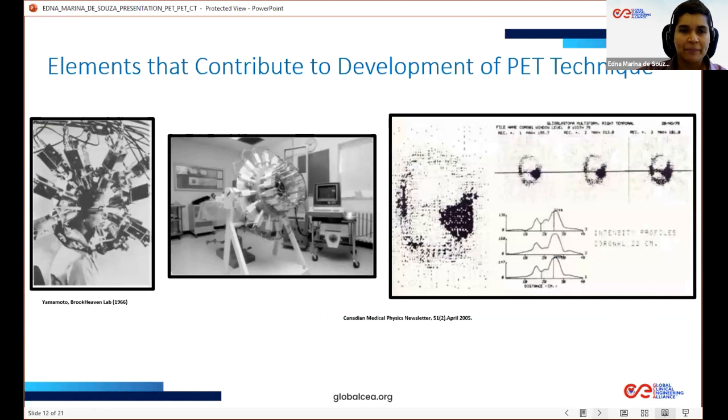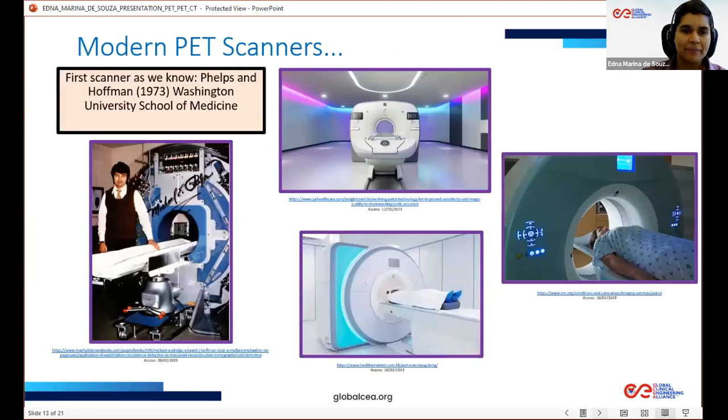Next, please. After that, Yamamoto proposed an upgrade to the Brownell system, increasing the number of detectors and also changing the acquisition setup. In this case, he put the patient sitting on a chair for the scanner. And on the right, we have an example of the images acquired. Next, please. And here we are.